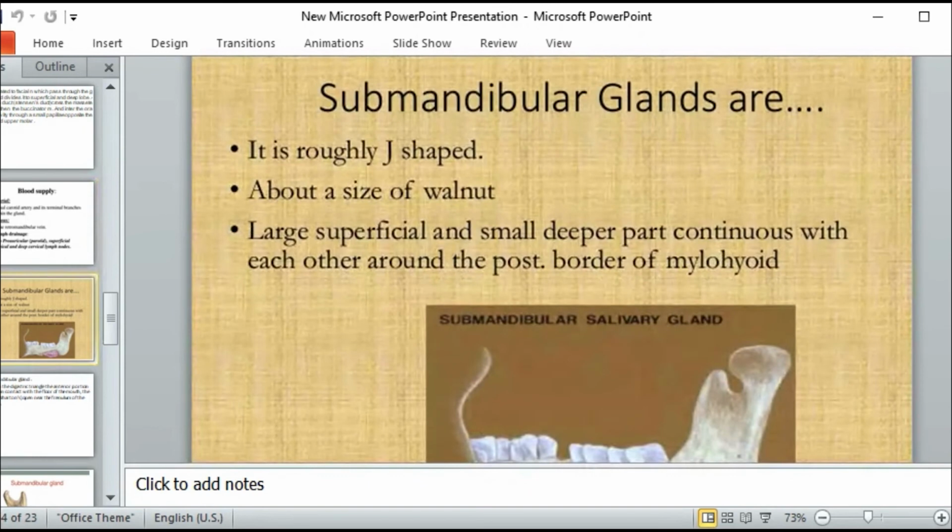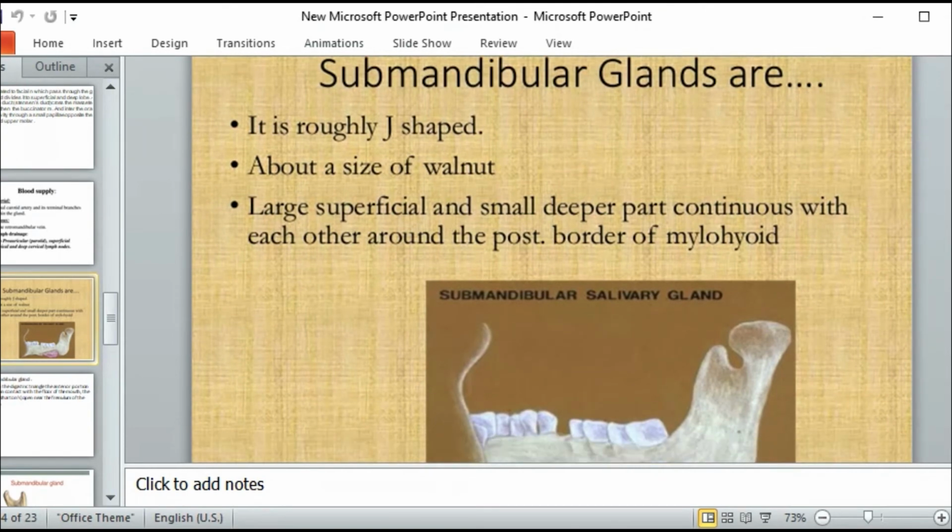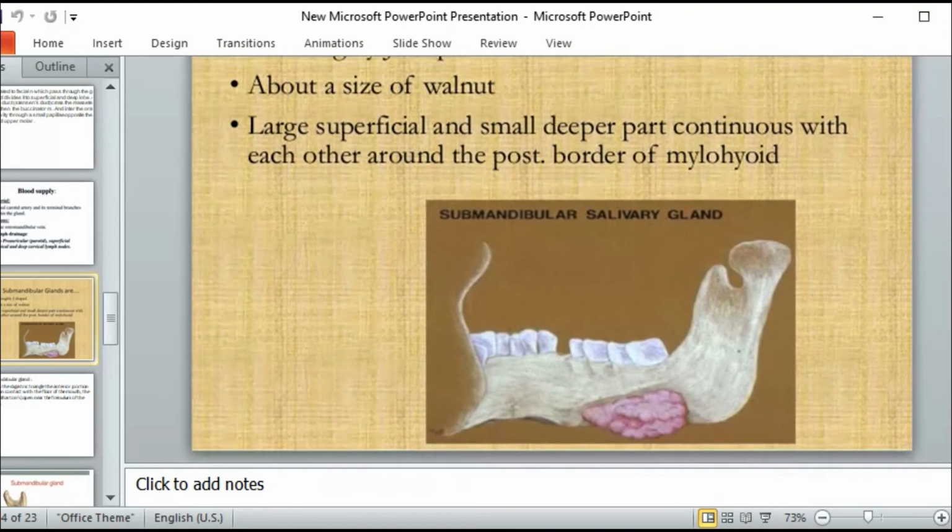We reach the submandibular glands. It's roughly G-shaped, about the size of a walnut, with a large superficial and a small deep part. So we have two parts, superficial and deep, continuous with each other around the posterior border of the mylohyoid. So this is the submandibular salivary gland. This is the shape in this picture. It's important for the exams.